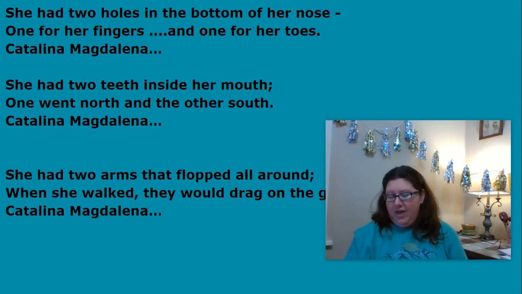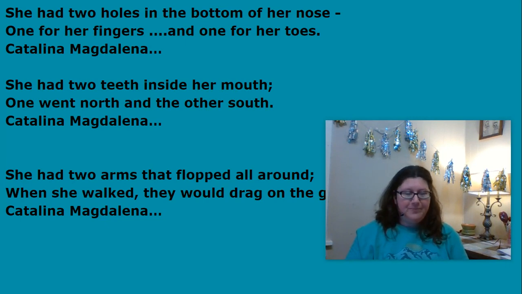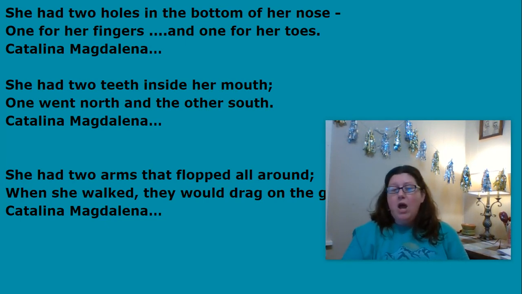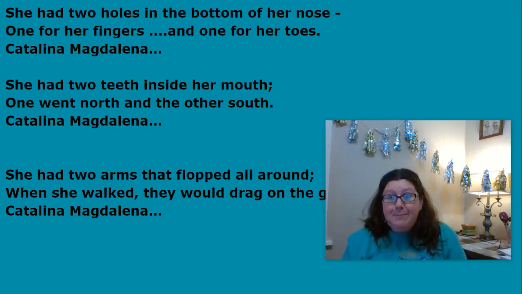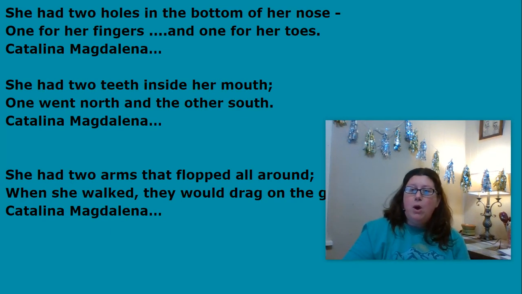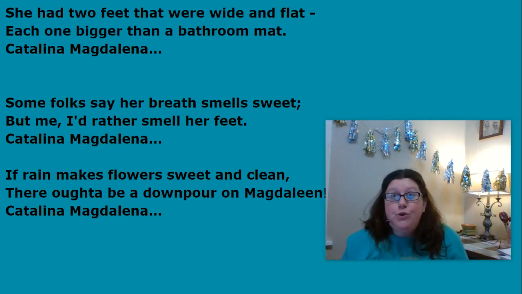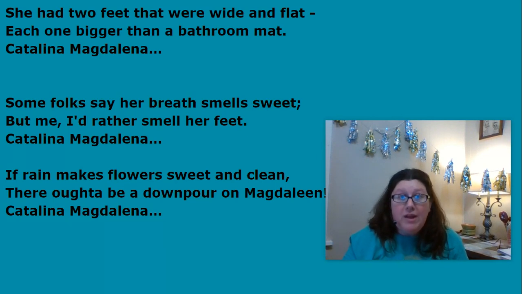She had two teeth inside of her mouth. One pointed north and the other went south. Catalina Magdalena Hoopensteiner Wallendiner Hogan Logan Bogan was her name. She had two arms that flopped all around. When she walked, they would drag on the ground. Catalina Magdalena Hoopensteiner Wallendiner Hogan Logan Bogan was her name. She had 2 feet that were wide and flat. Each one was bigger than a bathroom mat. Catalina Magdalena Hoopensteiner Wallendiner Hogan Logan Bogan was her name.